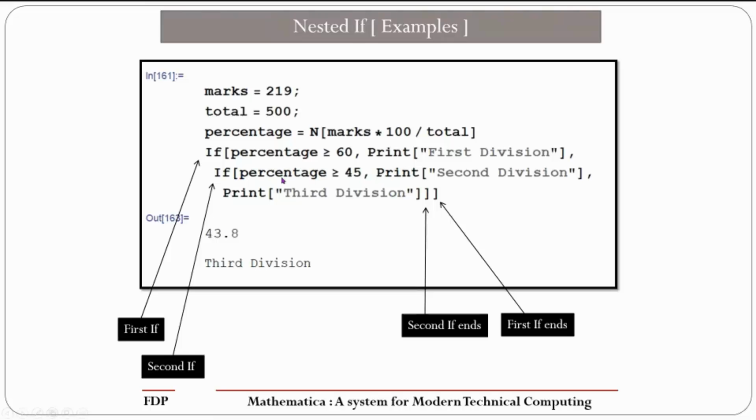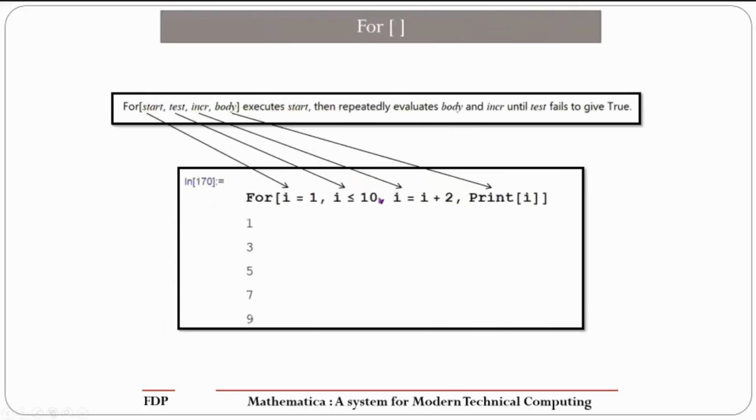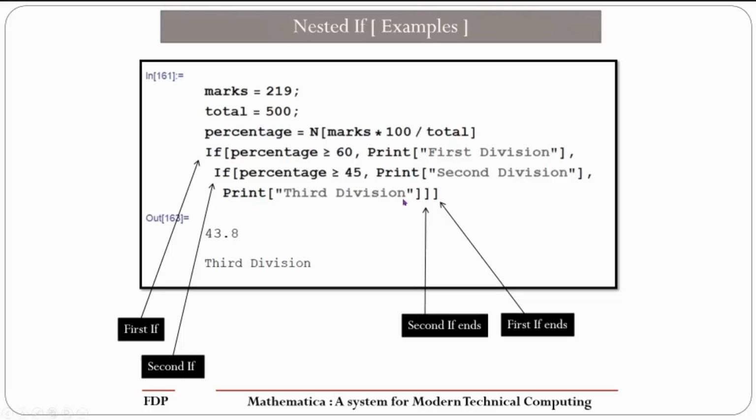So we have to check percentage again. If it is greater than equal to 45, then you can print second division. If it is false, then you can go to the third division. Again you can check for this portion. If it is false, then what can happen is that maybe it is third division or it may be a fail. So you can check again.